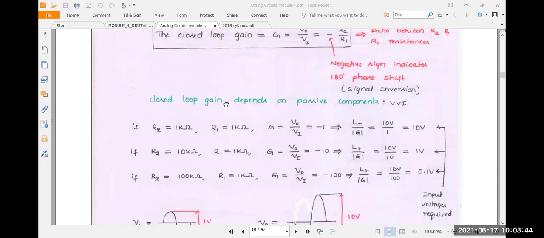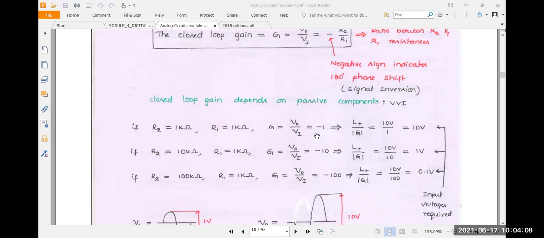Next, the closed loop gain depends on the passive elements. The gain of the op amp depends on the passive elements. Suppose you take R2 as 1 kilo ohm and R1 as 1 kilo ohm. What is the gain now? V0 by VI is equal to minus R2 by R1, so the gain is minus 1.